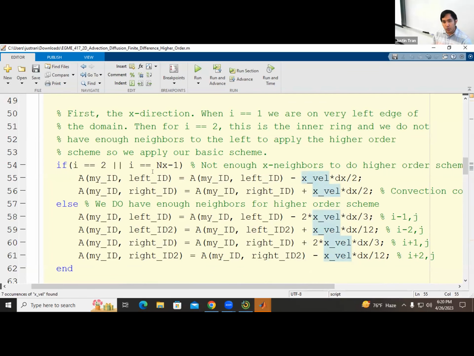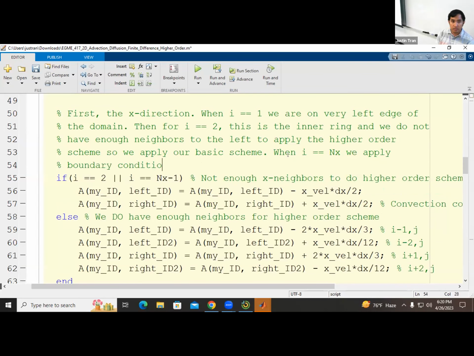The other case where we apply our basic scheme is if we're on the right side. Let's go through the same logic. When i is equal to nx, that means we're on the very right side of the domain, which is where we apply boundary conditions. One step in the interior is i equal to nx minus 1. In this case, when i is equal to nx minus 1, we don't have enough neighbors on the right side.